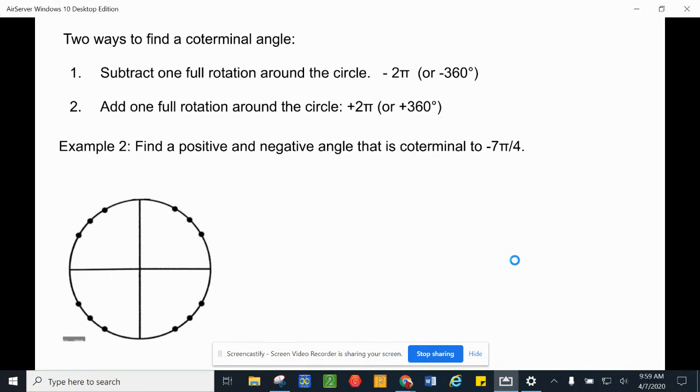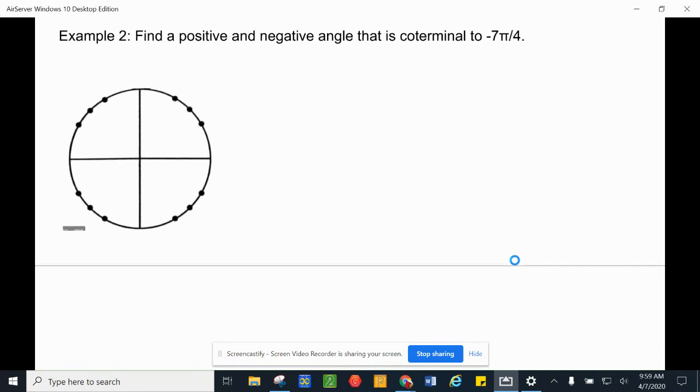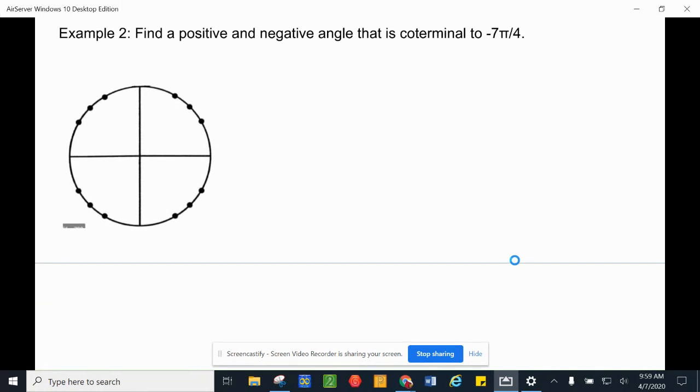Find a positive and negative angle that is coterminal to negative 7 pi over 4. All right, let's see. Negative 7 pi over 4. That's negative 1/4, 2/4, 3/4, 4/4, 5/4, 6/4, 7/4. So negative 7 pi over 4 is this angle right here. Okay, so we want two more measurements, one positive and one negative, that are coterminal to it.